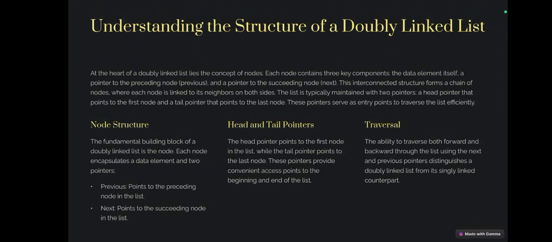Node structure. The fundamental building block of a doubly linked list is the node. Each node encapsulates a data element and two pointers, previous and next. Previous points to the preceding node in the list. Next points to the succeeding node in the list. Head and tail pointers. The head pointer points to the first node in the list, while the tail pointer points to the last node. These pointers provide convenient access points to the beginning and the end of the list.